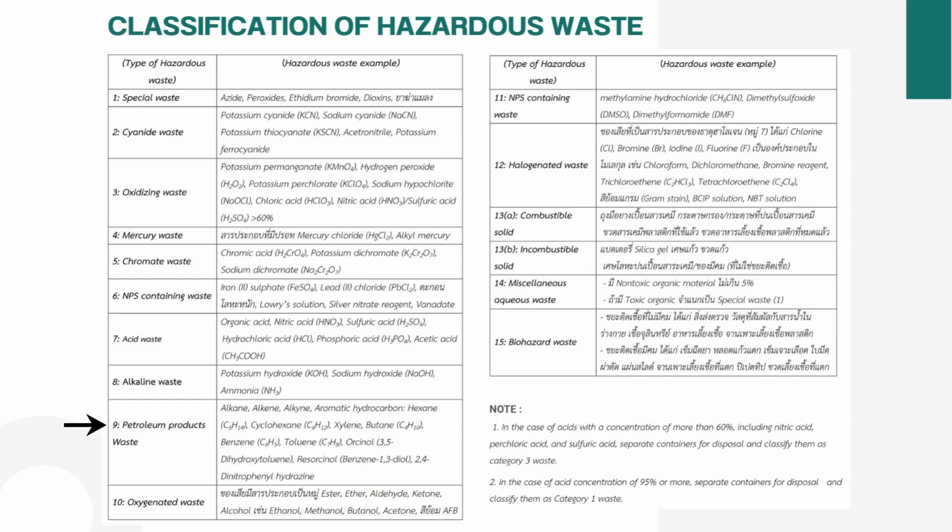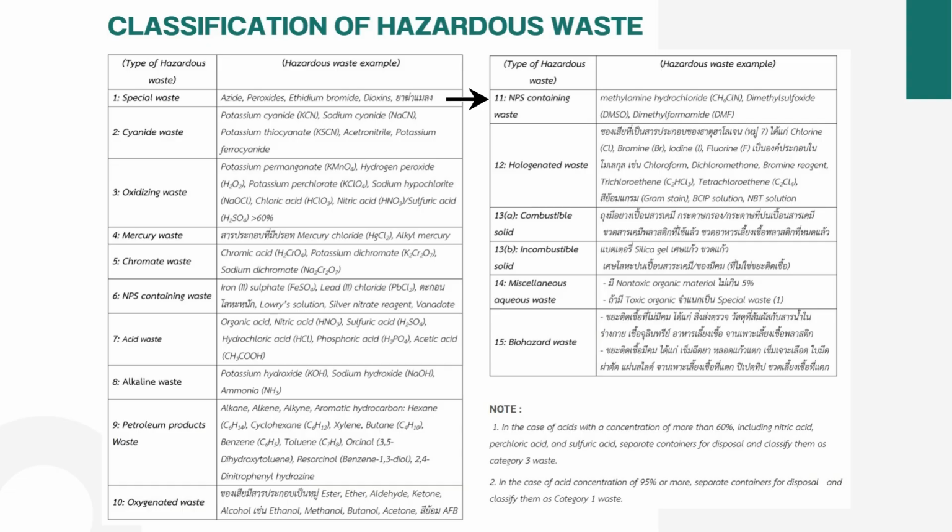Petroleum product waste includes organic solvents like benzene, xylene, or hexane that are highly flammable and harmful to inhale. Oxygenated waste, which includes alcohols, ethers, aldehydes, and ketones like ethanol or acetone, is volatile and should be stored in fireproof containers. Organic nitrogen waste, sometimes grouped under NPS, includes chemicals like methylamine and dimethyl sulfoxide, which emit toxic vapors and require special ventilation.